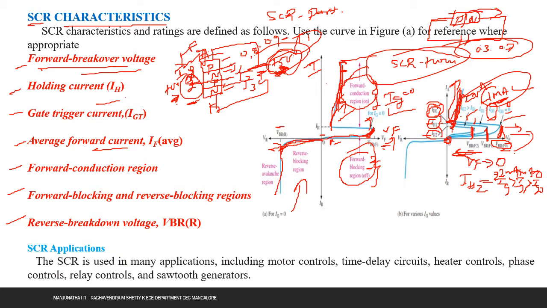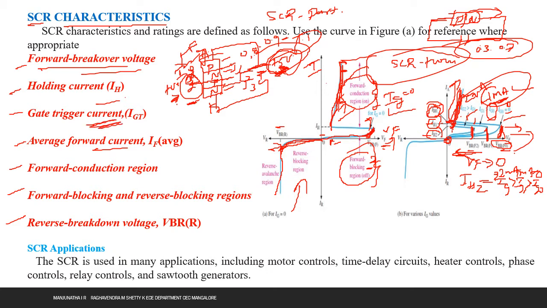So like that, IH1 and IH2. IH1 is having more value as compared to IH2. IH1 is actually less than IH0 and greater than IH2, and IH2 is less than IH1. Okay, so like that. So next, gate current or gate triggering current.